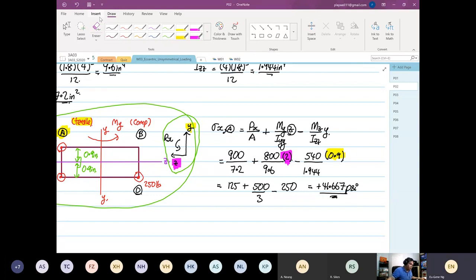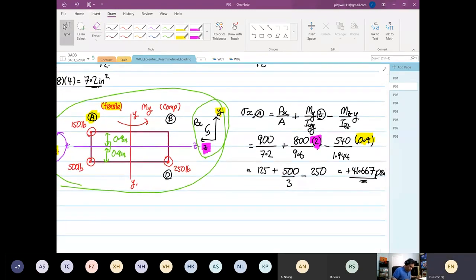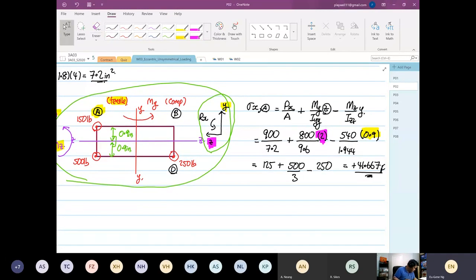No? Okay. So the next thing that we're going to do now, we're going to look at stress X at point D. Okay, we're going to find stress X at point D. So we are aware that the structure is symmetric. Okay. So if we look at point D now, this point over here is what we're interested in.